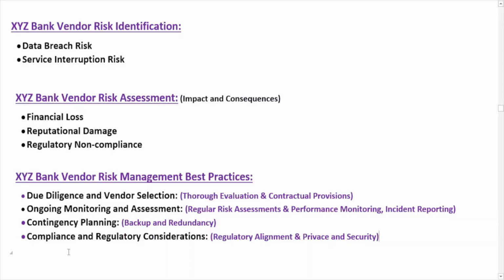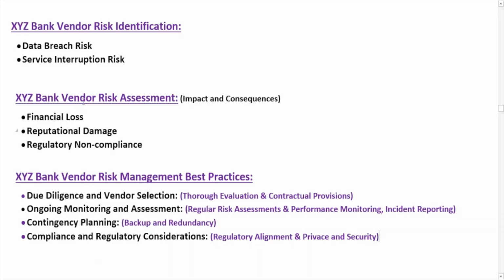The fourth possible best practice to manage vendor risk is compliance and regulatory considerations. Basically, XYZ bank needs to always stay updated with regulatory requirements related to vendor management, and also ensure compliance through effective oversight and reporting. They also need to ensure that their vendors follow industry best practices to provide the best security for data protection, including encryption, access controls, and adherence to applicable privacy regulations. So all these are the best practices or vendor risk mitigation strategies that XYZ bank needs to follow.